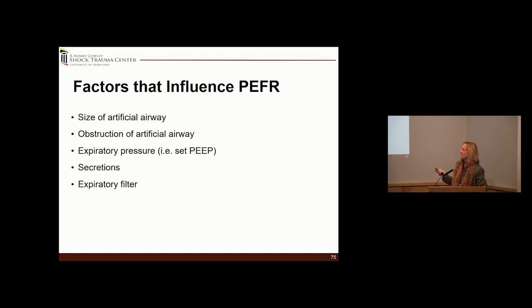So you can have the size of the artificial airway. If you have to re-intubate somebody and they're on APRV, check the peak expiratory flow rate and your T-low before and after. So if you go to a larger tube, you might have to take your T-low back down. If you go to a smaller tube, you might have to increase it. Okay, so it's not going to be one-for-one.